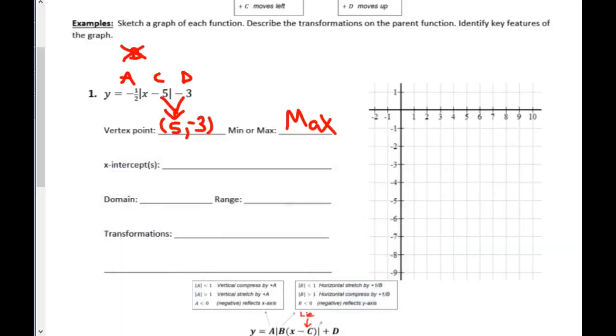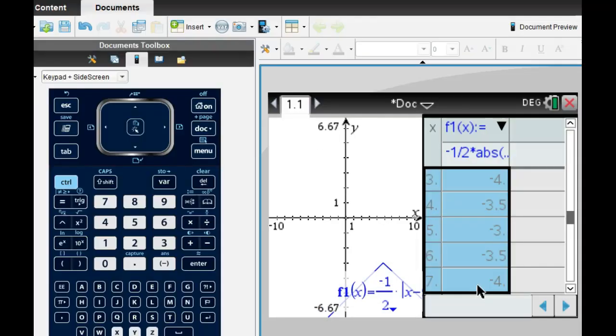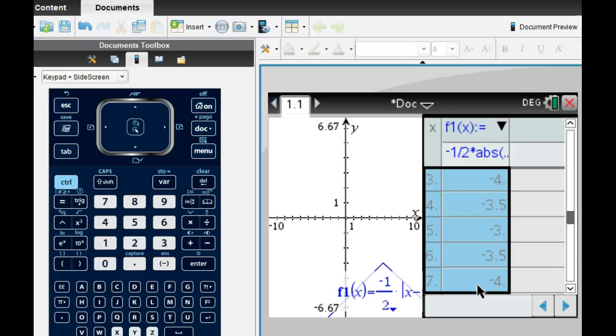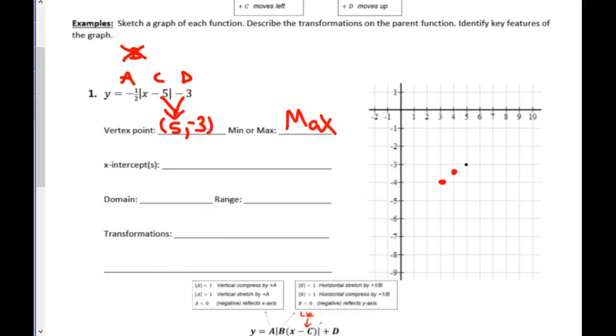Let's start with 3, -4. 4, -3.5. 5, -3. 6, -3.5. 7, -4. Okay. Now you can use a straight edge to make straight lines. Okay.